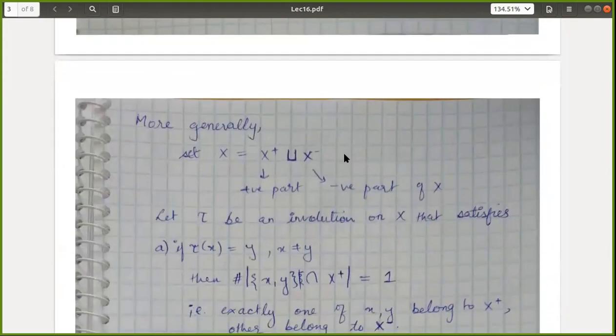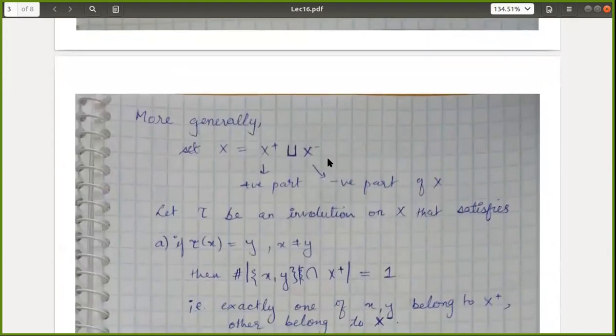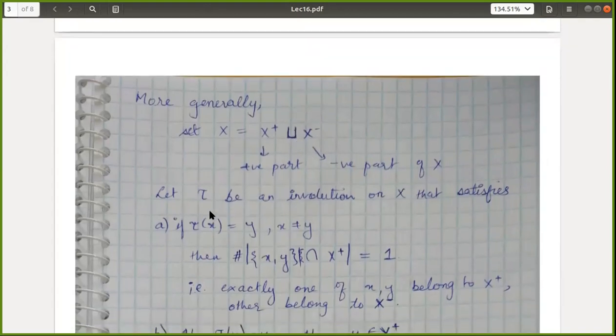More generally, every set you can sort of partition into two, x plus and x minus, called the positive part of x and negative part of x. So it's a disjoint union. You see, instead of a cup, I have used a square cup. Okay. So if you assume that tau is some involution on x that satisfies that tau of x is y whenever x is not equal to y, then the cardinality of this set intersection x plus is 1. What does this say? If tau of x is y, then both x and y cannot be in x plus.